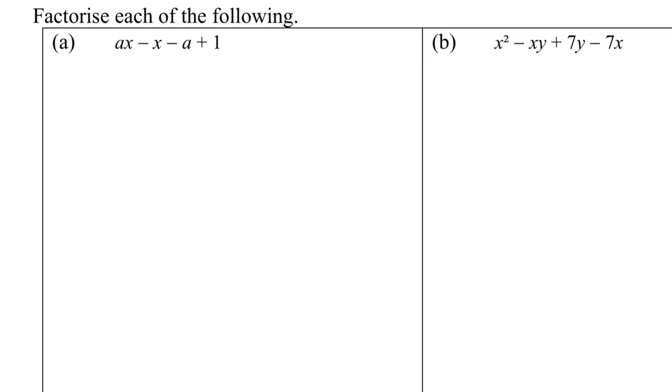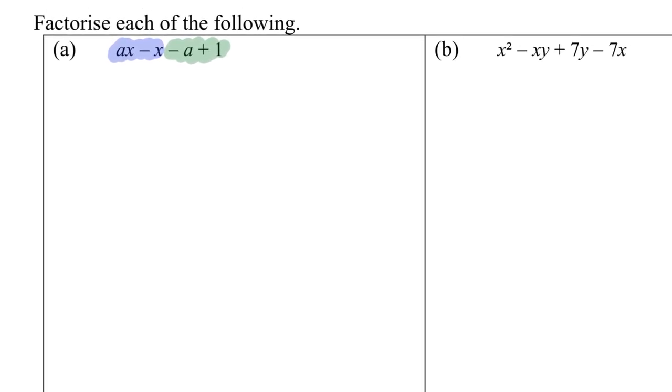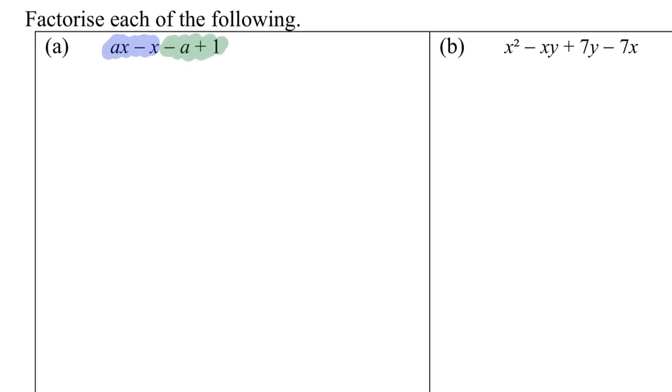So for the first example, again, this is Mr. Tan's style. I do like to group them into 2 groups. That's why it's factorization by grouping. Then from here, I try to sieve out the common factor. So let's see. So this one, I do see that the common factor is the variable x. Yes, x is the common factor.